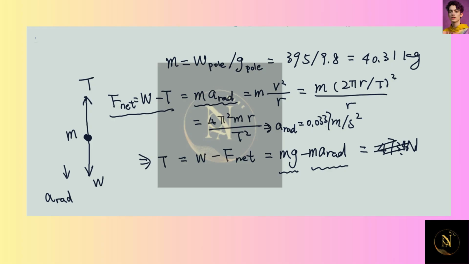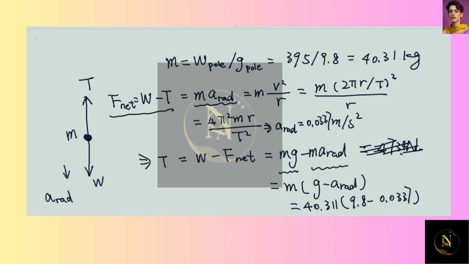I think this number is not correct. It should be mass times g minus a_r, which is equal to 40.311 kilograms times g, which is 9.8, minus 0.0337, and you may use your calculator to find what the final answer is. Okay.